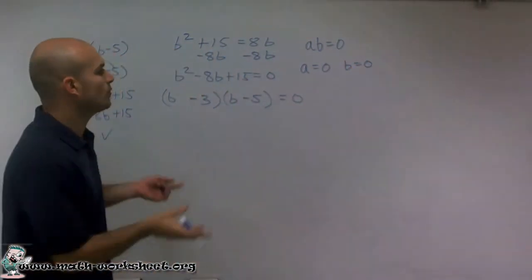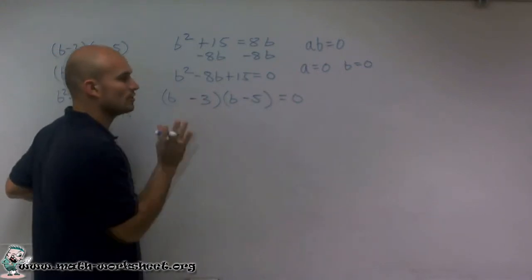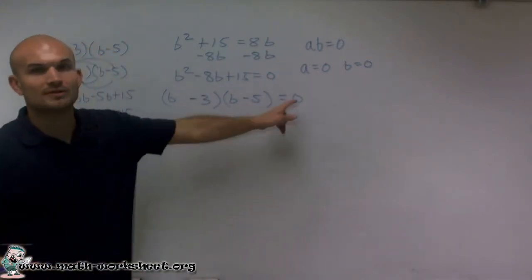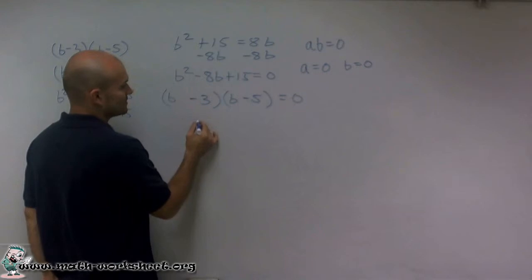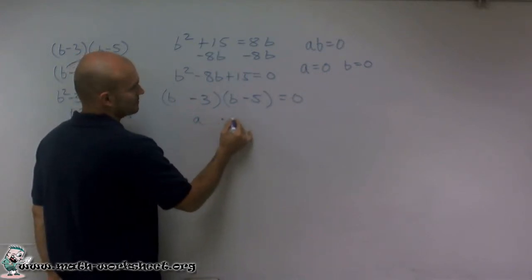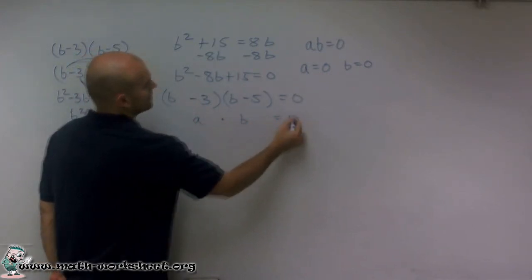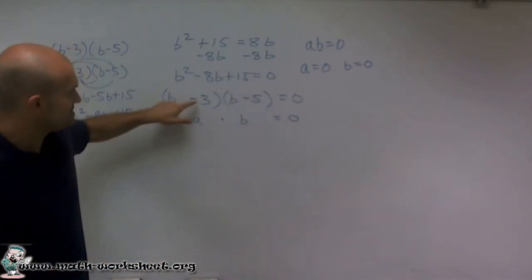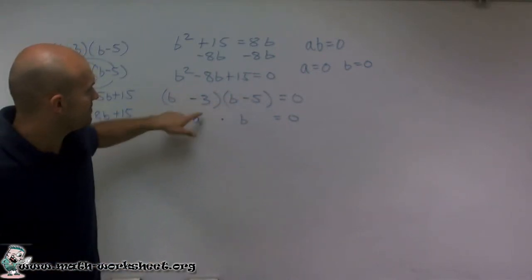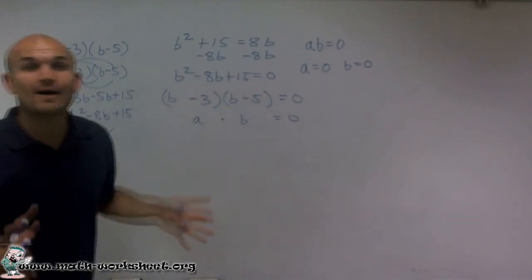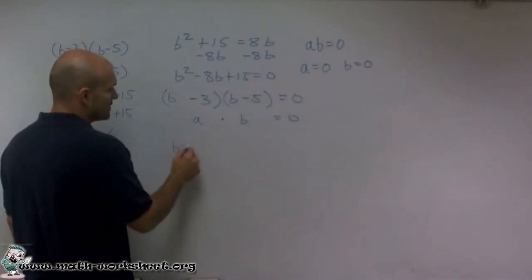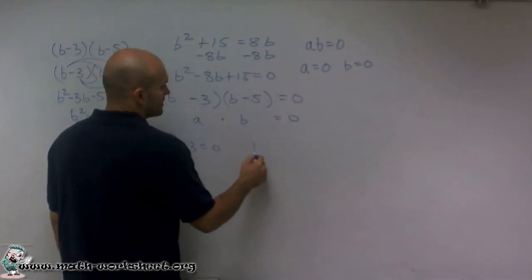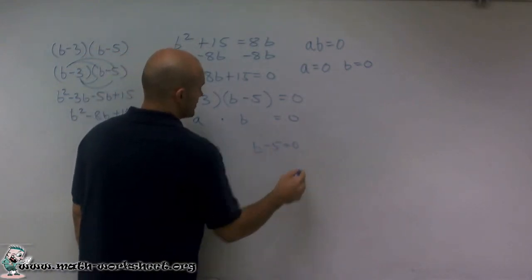Now that's very important because what I have is a binomial times another binomial equals 0, which is very similar to just saying a times b equals 0. So that means I can set both of these. I could say that a is b minus 3 and b is b minus 5. Now I can set both of these equal to 0. So I can write b minus 3 equals 0 and b minus 5 equals 0.